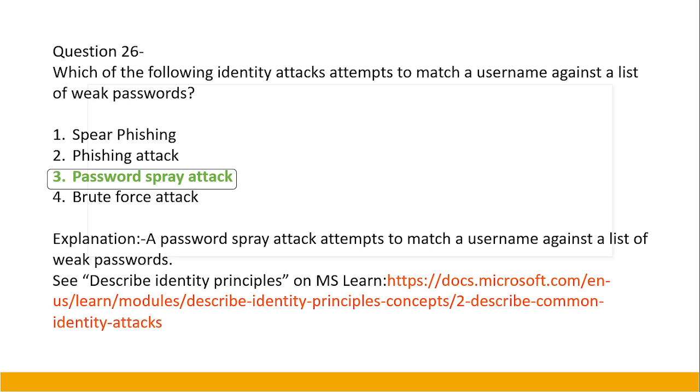Which of the following identity attacks attempt to match a username against a list of weak passwords? There are four options given here. Option 1 is spear phishing. Option 2 is the phishing attack. Option 3 is the password spray attack. Option 4 is the brute force attack.